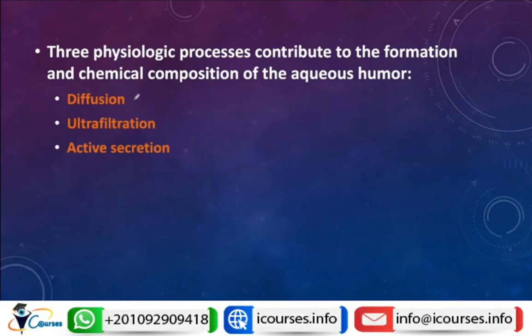Let's rephrase it: the different contents of the aqueous humor are formed by different mechanisms. So the final chemical composition of the aqueous humor is reached because its contents are formed by different mechanisms. The first one is called diffusion. The second one is called ultrafiltration. The third one is called active secretion.